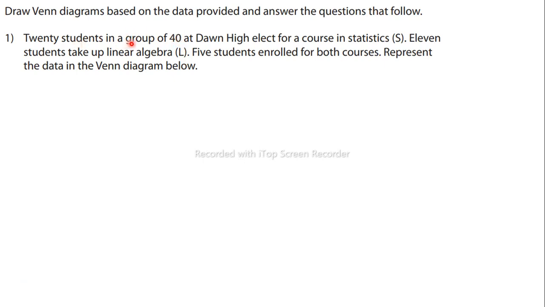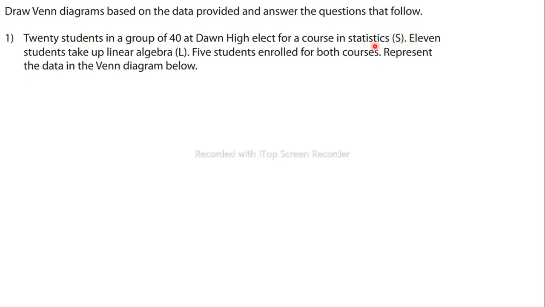So 20 students in a group of 40 at Dawn High elect for a course. So we know it's 40 students in total, and 20 of this 40 at Dawn High elect for a course in statistics. They're telling you to use S for statistics. So in this case, you shouldn't label your set anything else other than statistics.